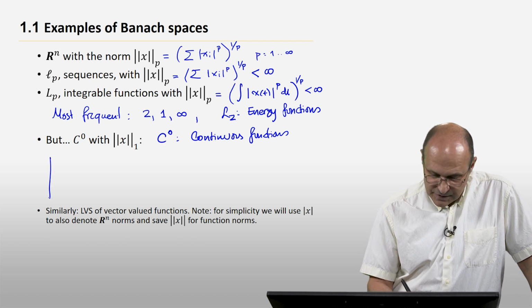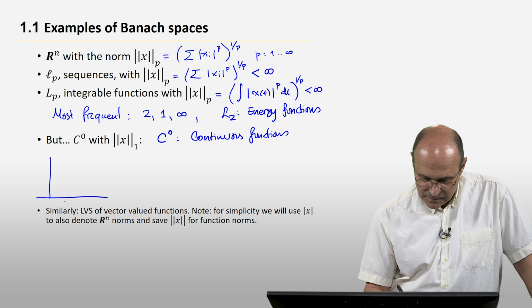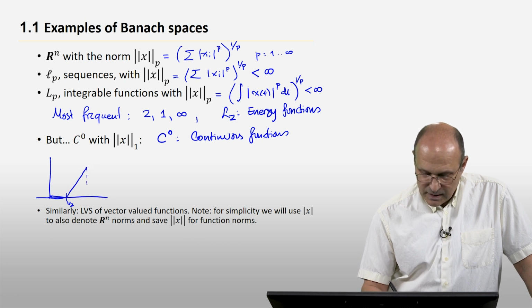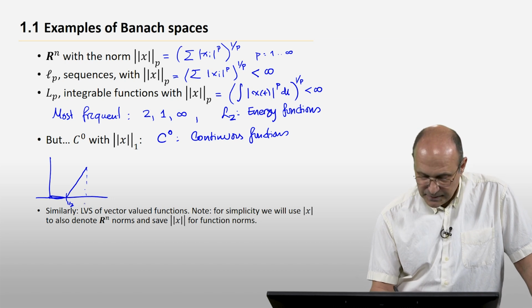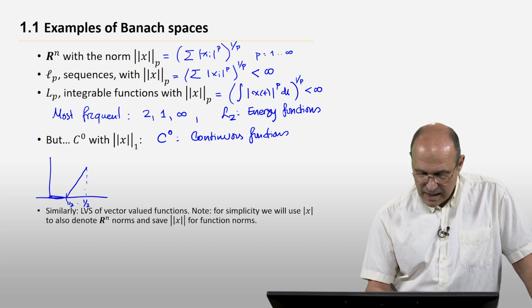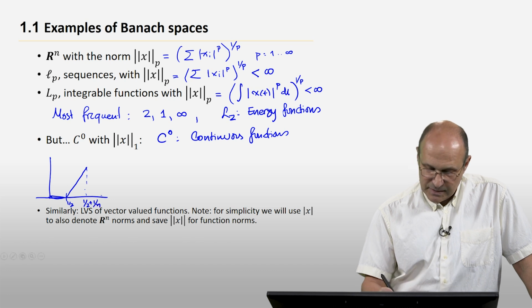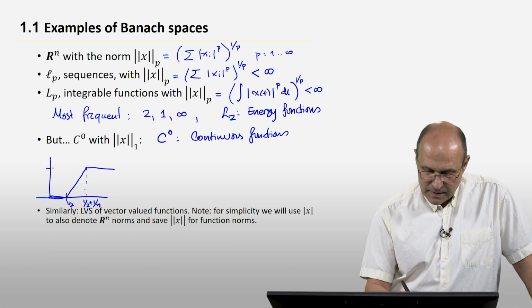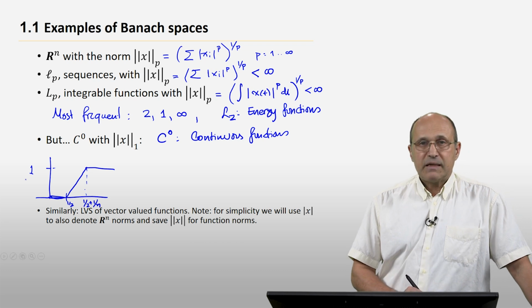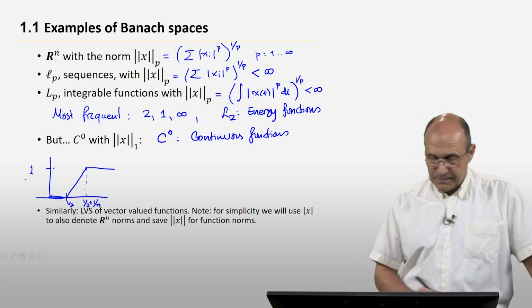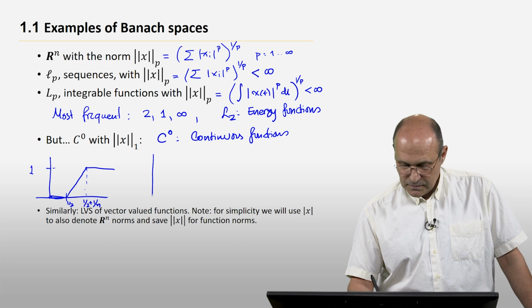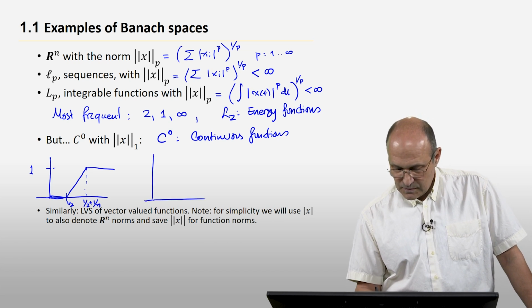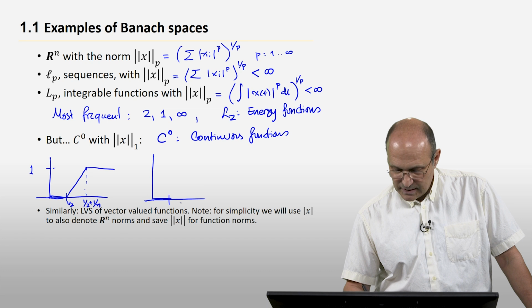form the following sequence of functions. So a function which is 0 between 0 and 1/2. And then it rises linearly in the interval 1/2 to 1/2 plus 1 over n, takes the value of 1 at the end of the interval and then stays at 1. Okay, so I will duplicate it here.